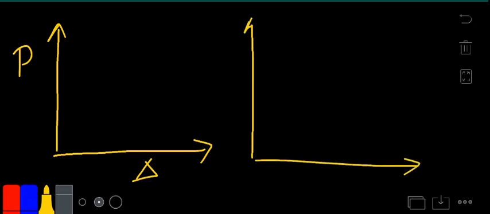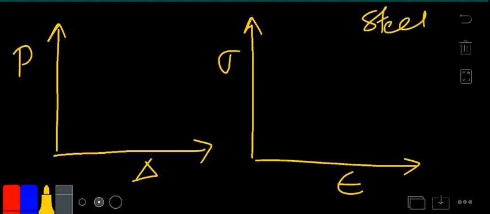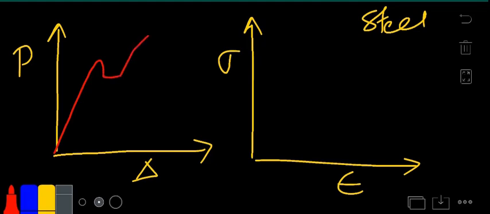Okay. And the second curve that I'll be drawing will be the stress versus strain curve. Now, suppose we are taking this for steel. Okay, we're taking steel. When experimentation is done, we'll see that the curve goes in a straight line, then it goes above, and then there is a flat portion, and then it goes up again, and then it drops down. Okay.